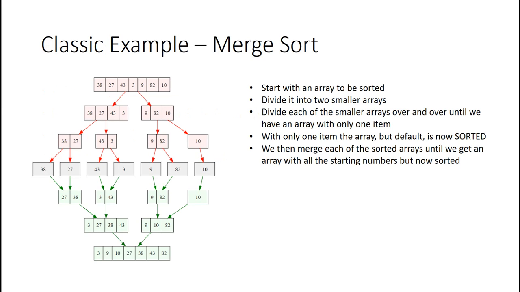A classic example is the merge sort. We start with an array to be sorted. We divide it into two smaller arrays. We divide each of the smaller arrays over and over until we have an array with only one item. With only one item in the array, by default, it is now sorted. It's kind of a trivial sort, but it's sorted. And so we've solved each of the subproblems, and so then we merge each of the sorted arrays back up until we get an array with all of the starting numbers now sorted.